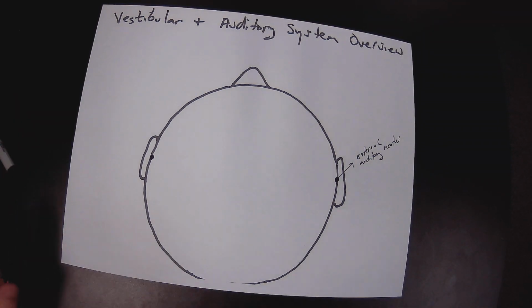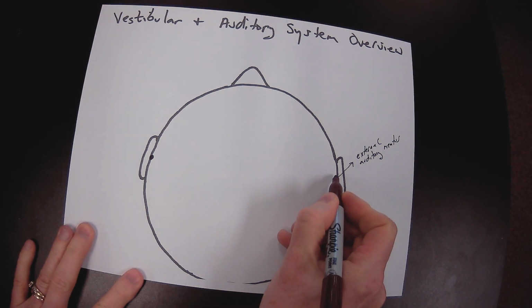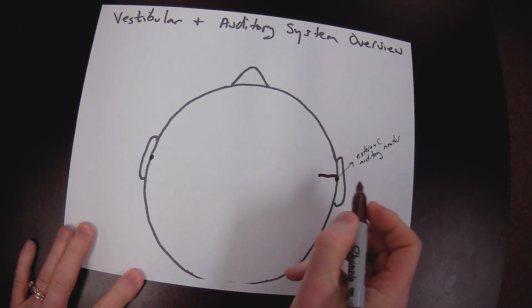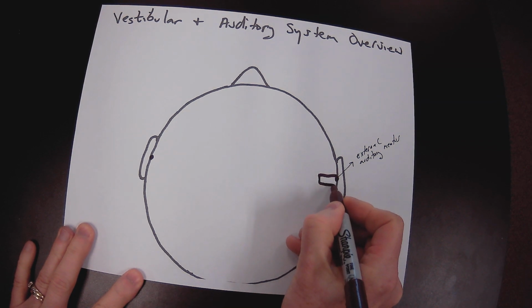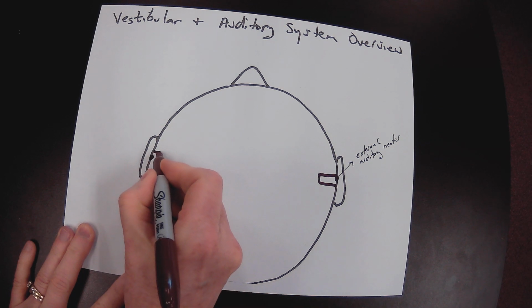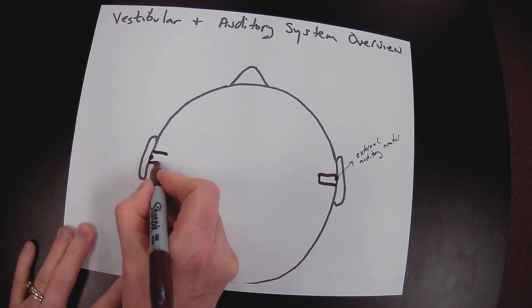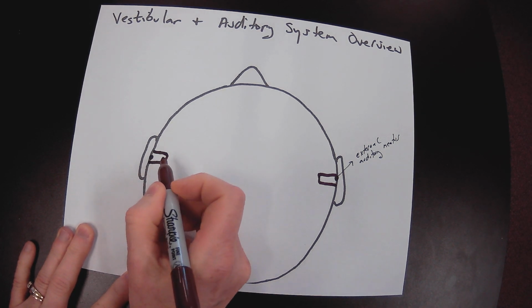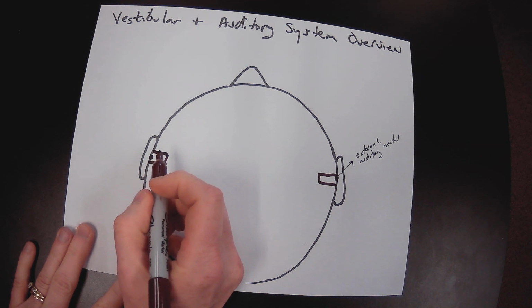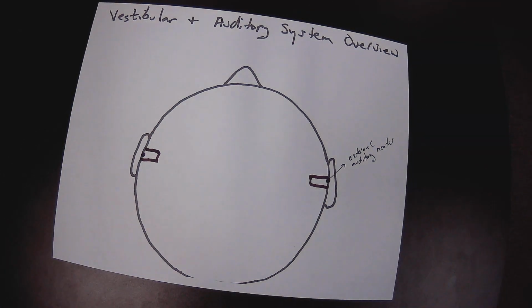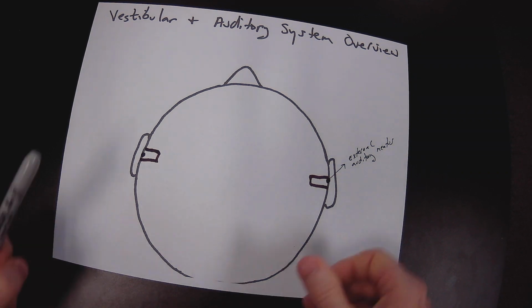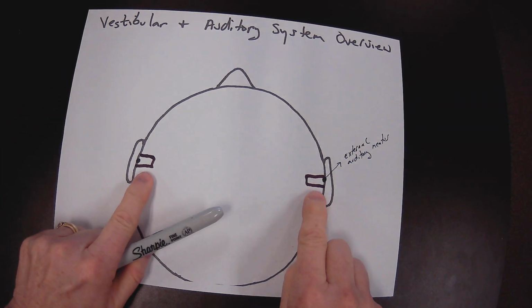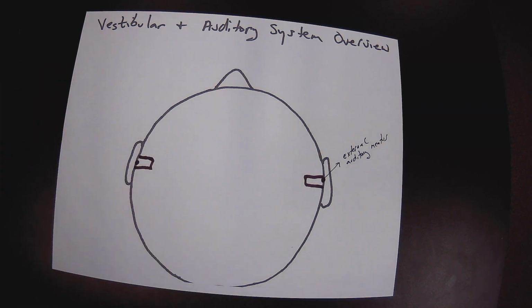After your external auditory meatus, you have the next part of your ear coming in. This is your ear canal. And what cranial nerve was it that was responsible for ear canal general sensation? Does anybody remember? 7. Okay. Cranial nerve 5, outer ear. Cranial nerve 7, ear canal.